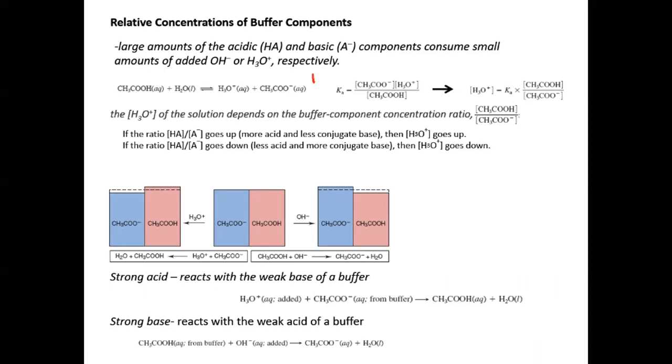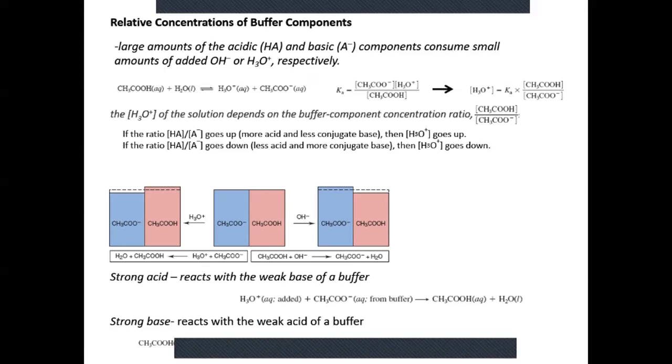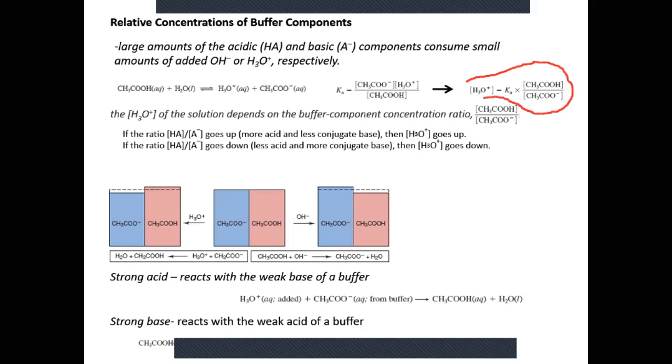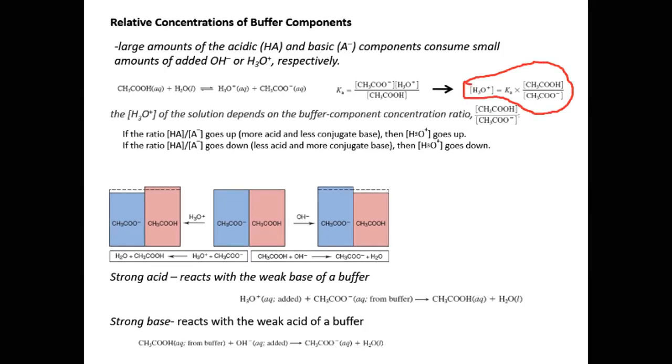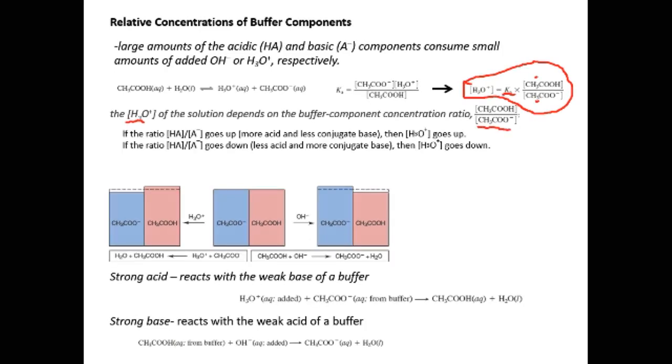And so this is the Ka expression of the buffer. So Ka is the conjugate base times H3O plus over the conjugate acid. Now we can rearrange this to solve for the concentration of H3O plus. And so if we know the Ka, we know the concentration of weak acid and weak base, we can indirectly calculate the pH. And so the hydronium ion concentration depends on the ratio of weak base and weak acid.